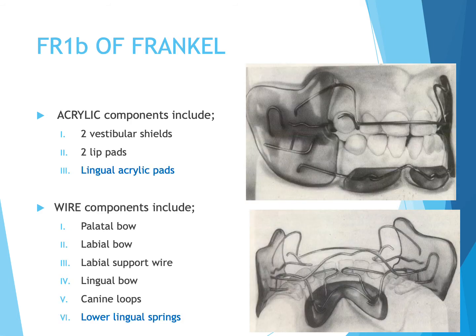For FR1B, as usual, all Frankel appliances have two components, acrylic components and wire components. The difference between FR1B and FR1A is that FR1B has two additional components compared to FR1A, which is extra lingual acrylic pads and also lower lingual springs.